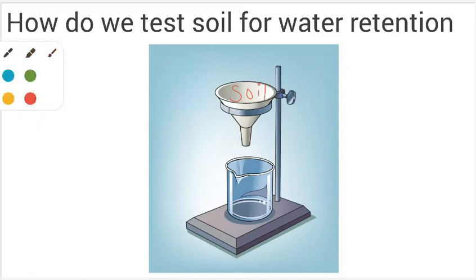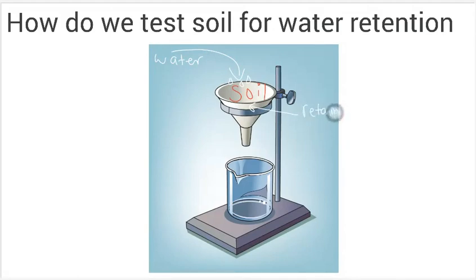And what we're going to do to test how well the soil keeps water is we're going to start to pour water onto the soil. And so here are drops of water going onto the soil. If the soil is able to retain the water, it stays here. So if the soil is able to keep the water, then the water is retained.